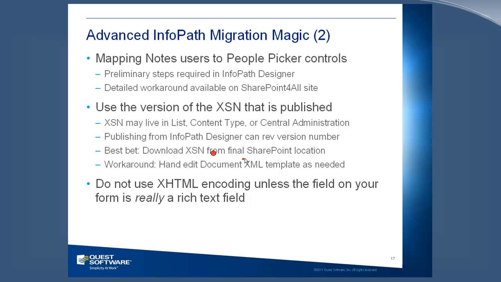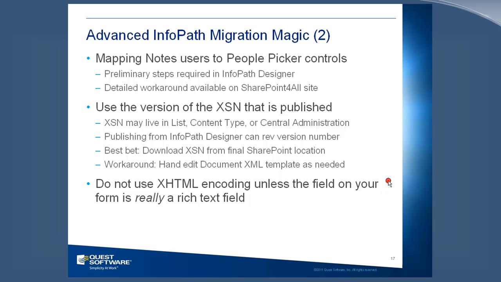Download the XSN from the final SharePoint location, where, if you push into a content type and then push into a list, go grab the one at the final location in the list, and so on. Now, if you really are too lazy to do that and you know what the change is going to be, you could hand edit that XML, but really it's going to be safer to download the final version from the location. And then one other caveat here, we've seen a couple customers make this mistake.